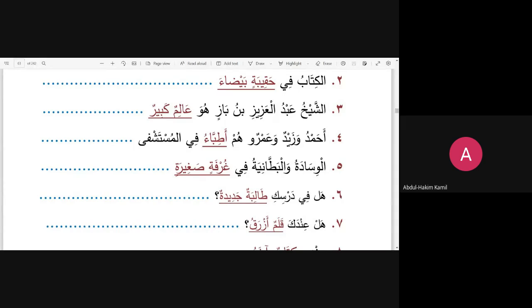Al-wisadatu wa bataniyatu fi ghurfatin saghiratin. What does that mean first? Pillow and the blanket in the room. Fi ghurfatin saghiratin, in a small room. Al-wisada is pillow. Al-bataniya is what? Blanket. Now, okay, how are you going to change that? Al-wisadatu. Get that word straight. Look where the shadda is. Al-wisadatu.